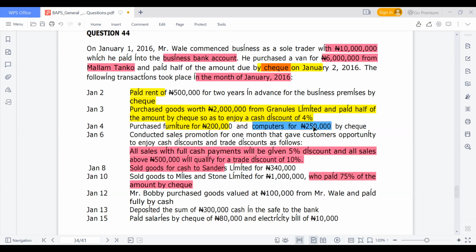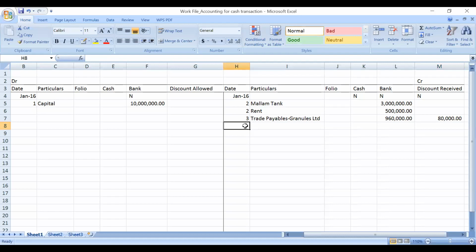All right. So you can go here now and say, on the 4, I'm going to say furniture. Then on the same date as well, on the 4 as well, you're going to say computer. So you are going to separate it.